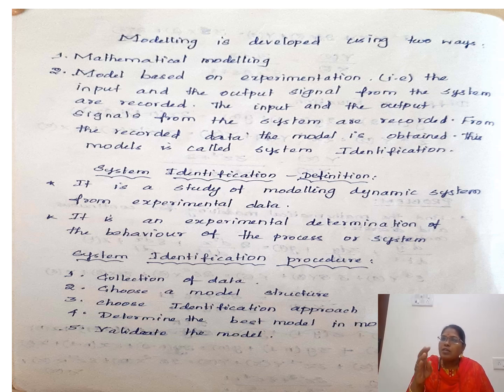After selecting the suitable identification approach, the next step is to determine the best model. From those online and offline, or both the open and closed loop, you have to choose which is the best model. After finding the best model, we have to validate. Validate is nothing but comparing with the real model and finding the error. That error has to be reduced by applying online and offline methods. So this is the procedure for system identification.